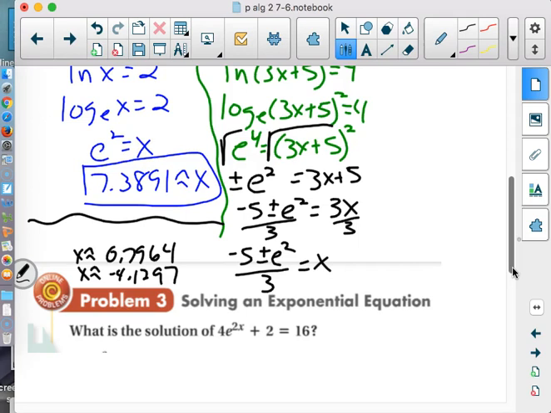Hey, that negative might be a no-go, right? Go back. Look at the original. Tell me. Will that negative work on this one? Why is it working? It's squared. We got a power of 2. Both of them are golden.